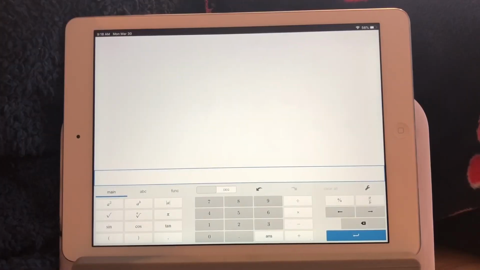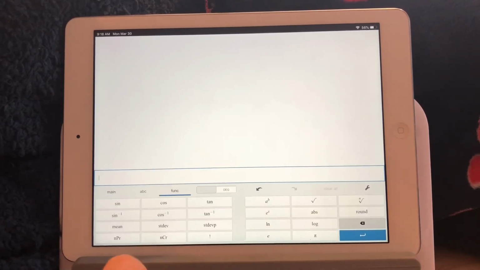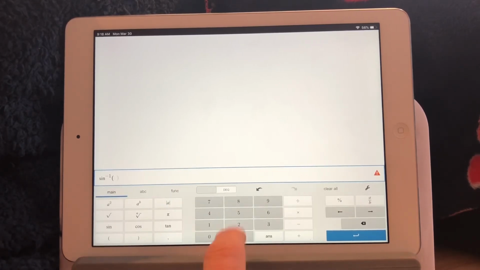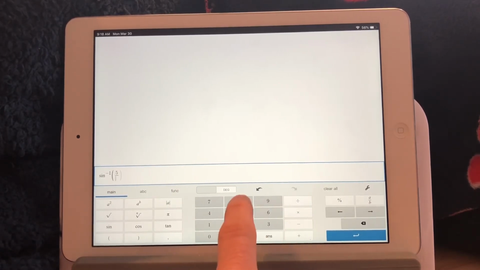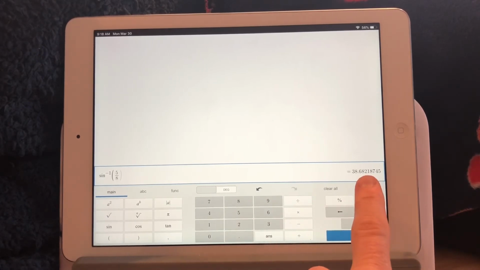Here's the calculation for how to get that value. For example 5, we had inverse sine of 5/8, so again we want to use the function button, go to inverse sine, then hit the main button to put in our numbers, do the ratio 5 over 8, and you can get the angle measure that we found, approximately 38.68.